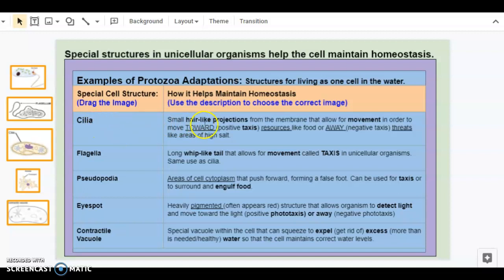Cilia are small, hair-like projections from the cell membrane because all of these are unicellular, just one cell big. And these cilia help them move toward things that they need or away from things that might be harmful. When a cell moves toward or away from a chemical stimulus, that movement is called taxis. If it's moving toward, it's a positive taxis. If it's moving away, it's a negative taxis.